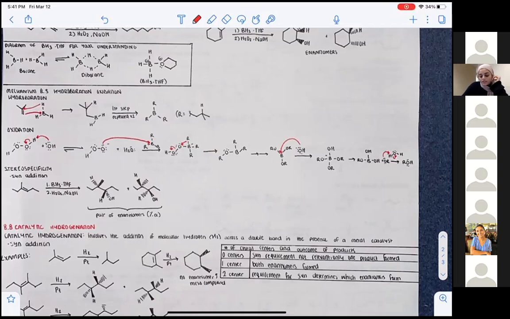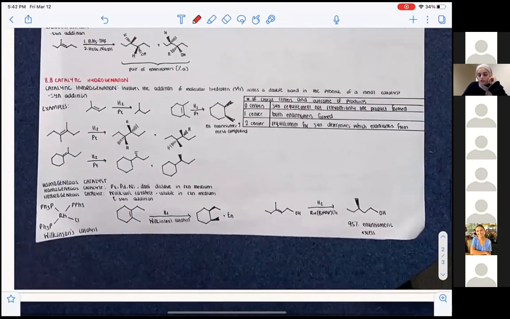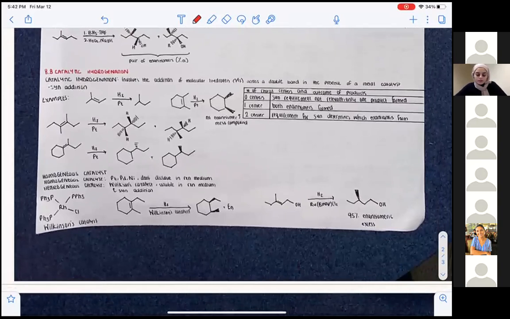So then stereospecificity, we have syn addition. So again, both of them here are being added onto the wedges or on the dashes, or both of them are being added onto wedges like that. And then we have a pair of enantiomers, and then EE, I think that's enantiomeric excess or something like that. I feel like I've seen that term on an exam before, but it wasn't important to the question. It was just extra information you didn't need.